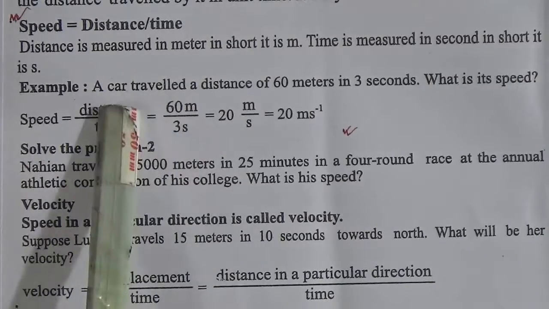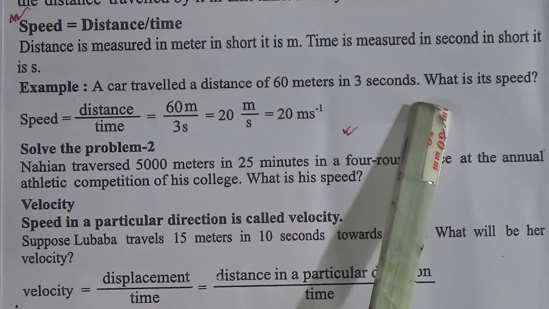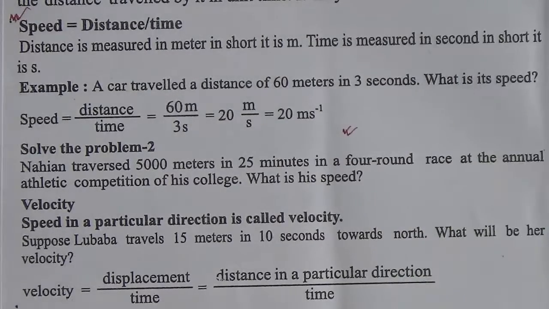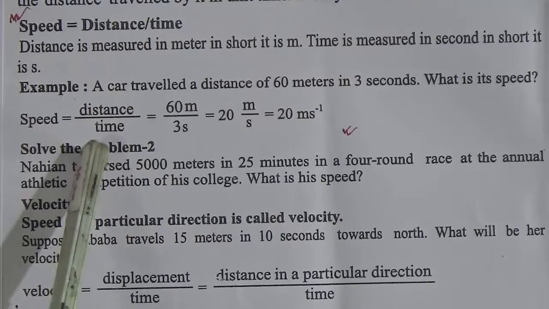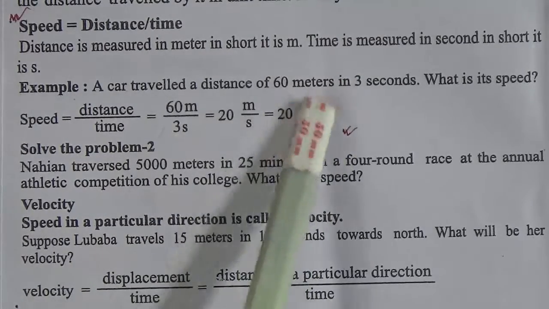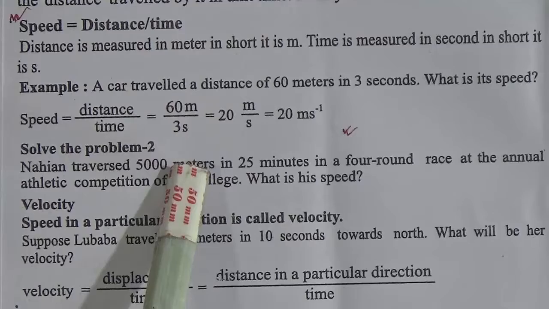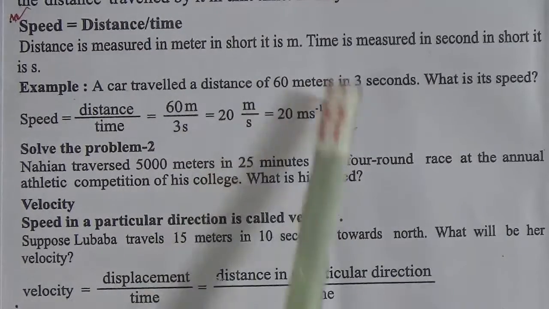Example: a car travelled a distance of 60 meter in 3 seconds. What is its speed? Its speed is covered distance over total time. The covered distance is 60 meter and it takes only 3 seconds. So its speed is 20 meter per second.